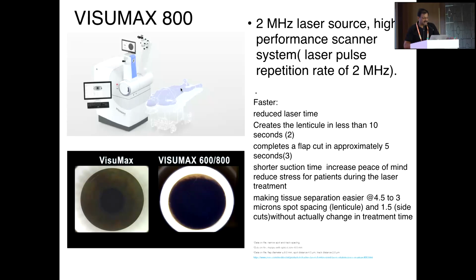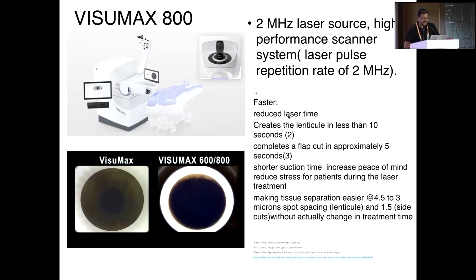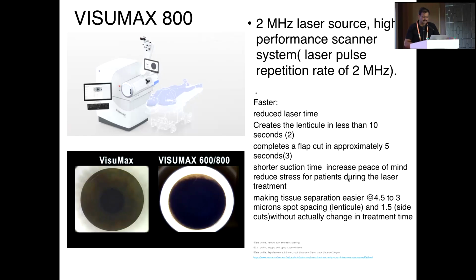So, a quick description of VisuMax 800. It's a 2 megahertz laser system, much faster. Essentially the laser time is reduced: the lenticule is created in less than 8 seconds, and the flap in less than 5 seconds. Now, what does this shorter suction time do? It increases peace of mind and reduces stress for the patient and the doctor, and various studies have shown that the major part of suction breaks occurs during the first 15 seconds of suction. So if the procedure completes within 8 seconds, gone are those days of suction losses where you retreat or retake these patients after 3 months of the surgery.